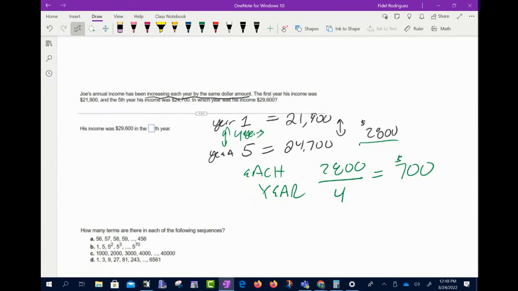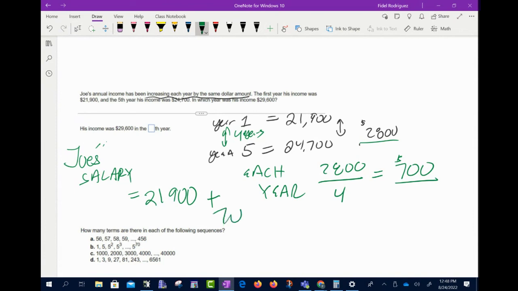All right. So what we're going to do now, y'all, we're going to write a little formula. We're going to figure out how we can write Joe's salary. So Joe's salary in the first year was $21,900, and it goes up by $700 each time, right? So $21,900, and then each additional year, it goes up by 700, right? So we're going to take 700 times however many years it's going to take. I'm going to call that X or something like that, to figure out how many years.